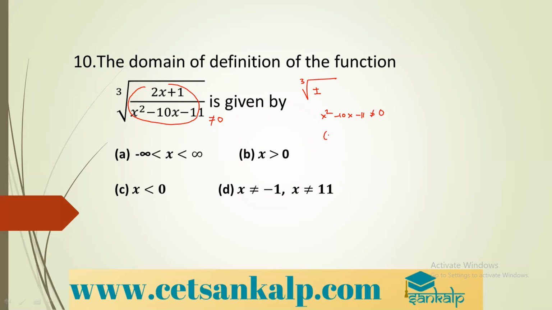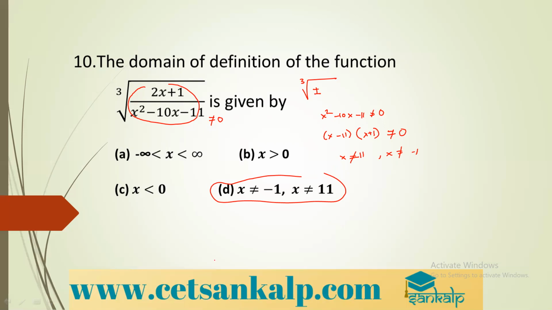Now you have to factorize this. x minus 11 times, the other factor will be x plus 1. It should not be equal to 0. That means x should not be equal to 11. x should not be equal to minus 1. So we can go to option D. Let us take the next question.